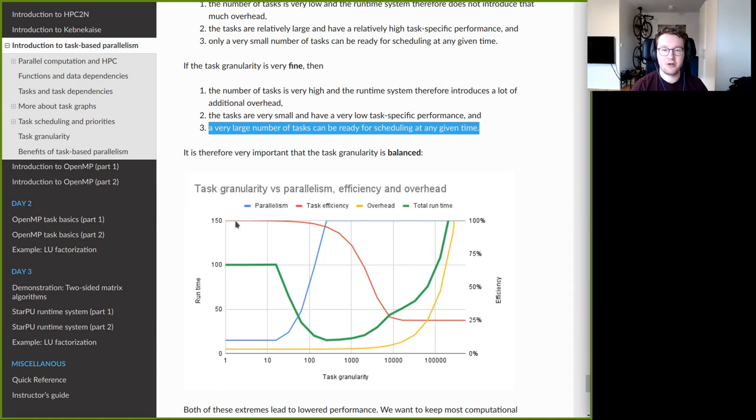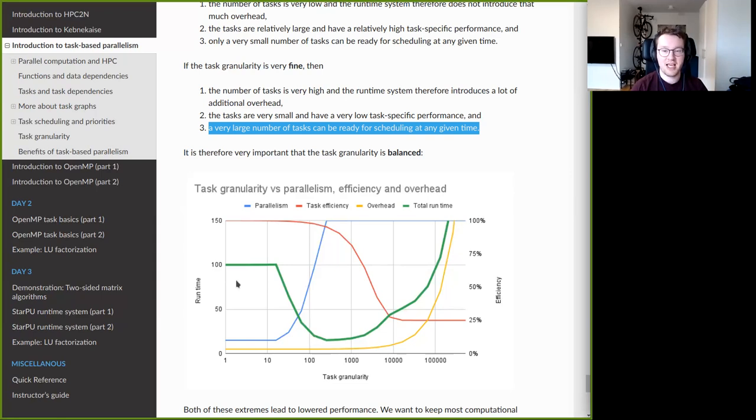Then, red is how efficiently each task is running. When the tasks are quite large, they run very close to the peak efficiency they can run at. But when you start making them really tiny, you note that the task efficiency will drop, because you can no longer use all the optimization techniques you could implement inside the tasks. And then we have the overhead. When the number of tasks increases, we gradually start to see a situation where the overhead becomes the dominating factor.